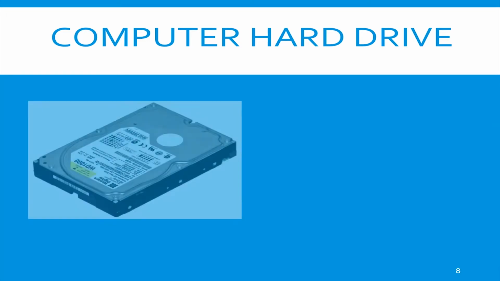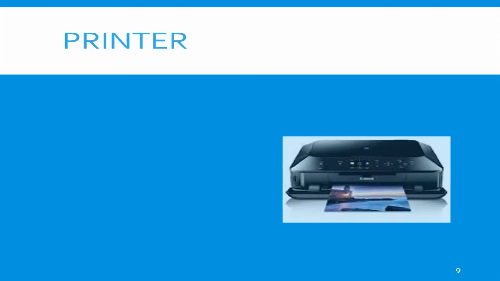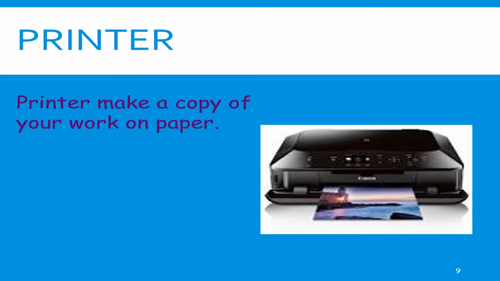The CPU hard drive. The information you work on is saved on the hard drive. The hard drive reads software that you use. The printer. This is a device that makes copies of your work on paper.